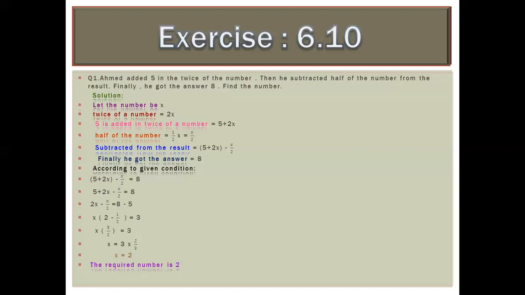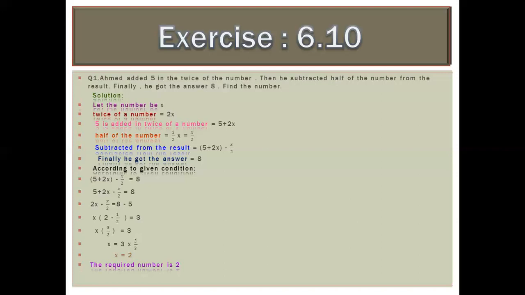Now you have the simple equation that we have already done from class 6 and also in class 7th and now in class 8th. 5 plus 2x minus x by 2 is equal to 8. 5 is a constant term, so we shift 5 to the other side. When we shift 5 to the other side, the sign of 5 will be minus. 2x minus x by 2 is equal to 8 minus 5. Now both the variable terms are on the left side and on the right side there are constant terms, 8 minus 5 which is equal to 3.